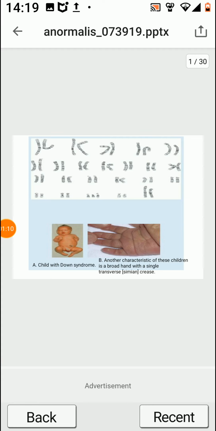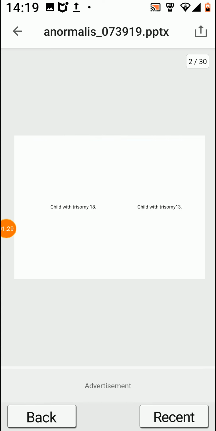Down syndrome. And how do you identify Down syndrome? You can identify Down syndrome by the child having a very large palm with a single simian crease, or the transverse crease. You can see it is very prominent and you can clearly see it. So let me proceed to the next slide.